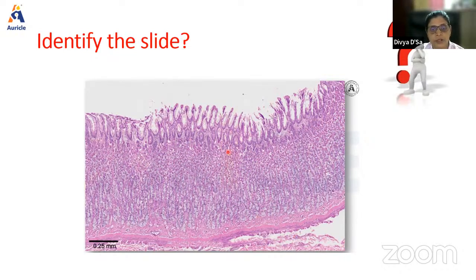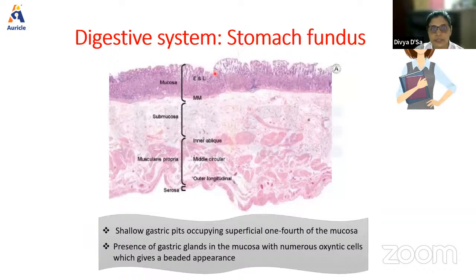Now this slide, what are we seeing here? We are seeing the epithelium, and throughout the epithelium, we are seeing some glands which are eosinophilic and basophilic stained. Okay, so this is stomach. Okay, so this is basically the stomach, the fundus part of the stomach. Here, what we see is that the gastric pits in the fundus are shallow. Okay, so gastric pits are shallow, and of the entire length of the mucosa, they occupy only 1/4 of it. And it has a lot of gastric glands.